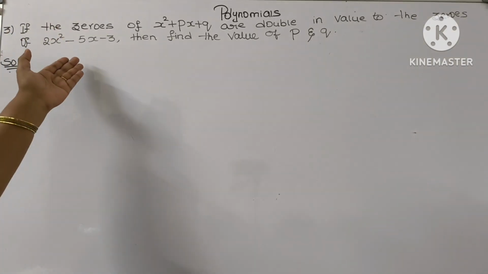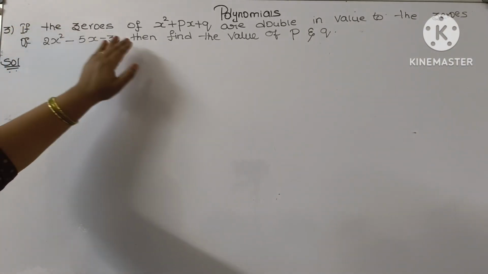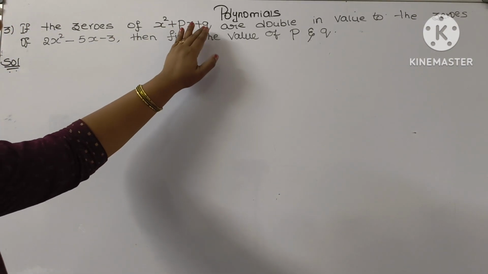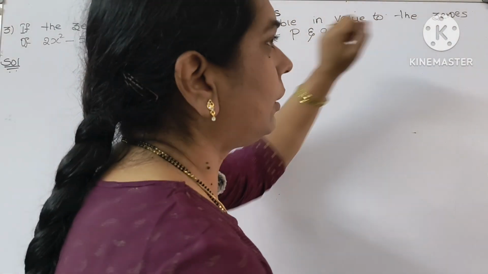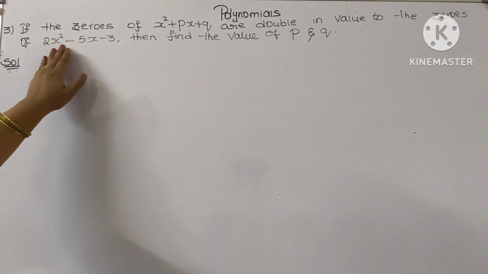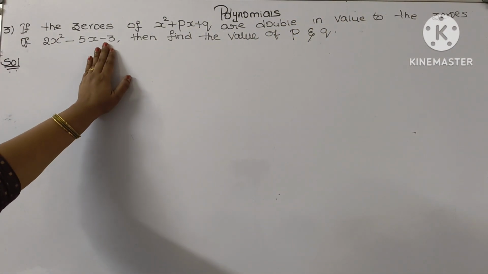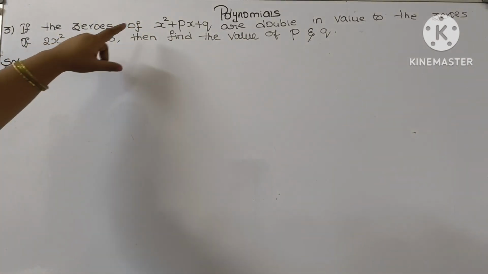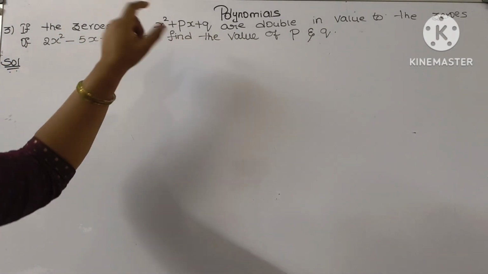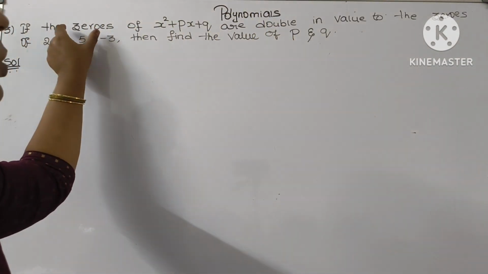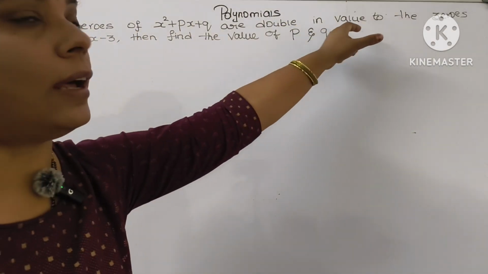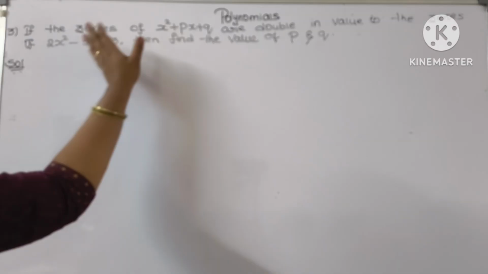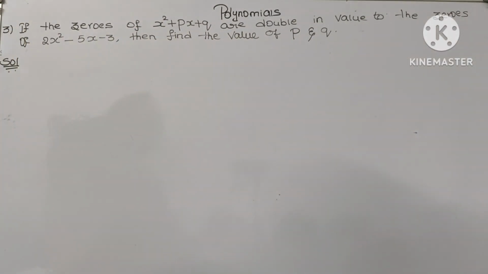So this is the next sum, students. What is it? If the zeros of x square plus px plus q are double to the values of zeros of 2x square minus 5x minus 3, we have to find the values of p and q. So basically there are two polynomials, and using the condition that the zeros of one polynomial are double the zeros of the other, we have to find the p and q.